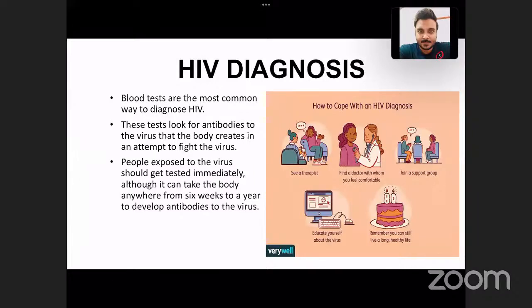For diagnosis of HIV, blood tests are the most common way to diagnose. These tests look for antibodies to the virus that the body creates in an attempt to fight the virus. People exposed to the virus should get tested immediately, although it can take the body anywhere from 6 weeks to a year to develop antibodies to the virus.